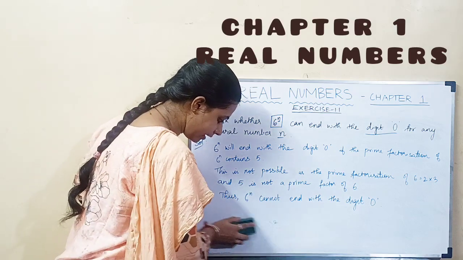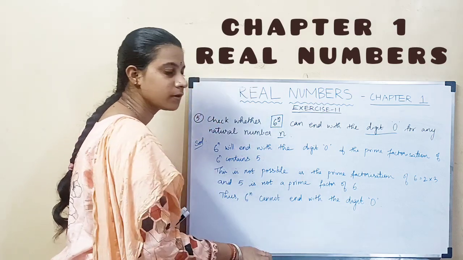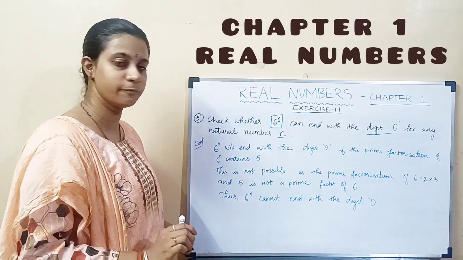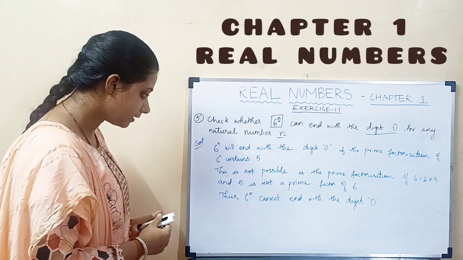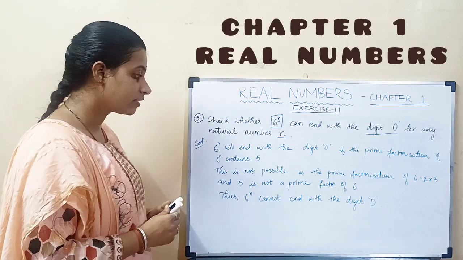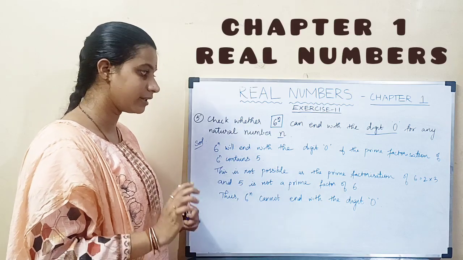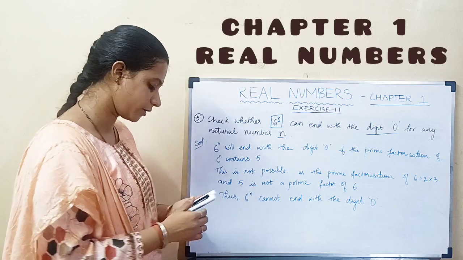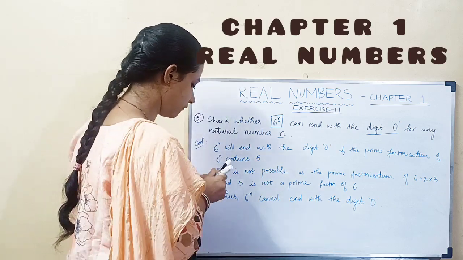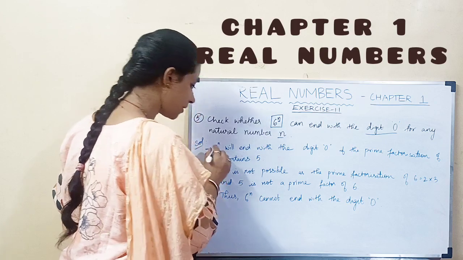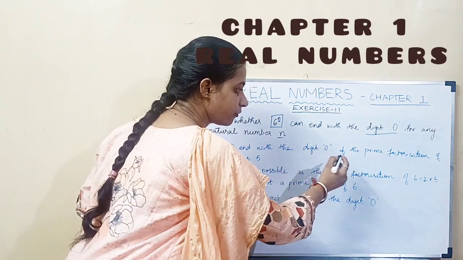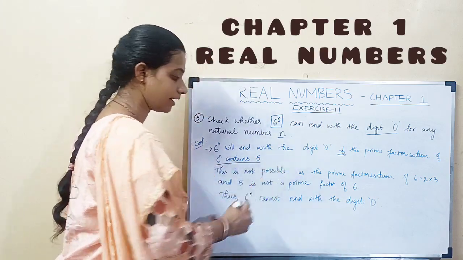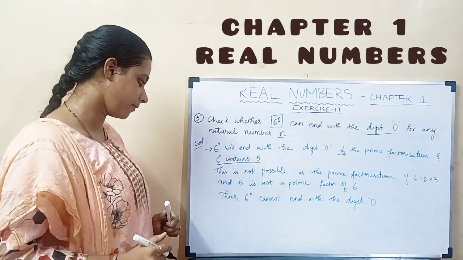But here the number is 6 power n. 6 is an even number, so anyway it will be divisible by the prime factor 2. So here we should check whether it is divisible by 5 or not, whether it has a prime factor 5 in its prime factorization or not. So that is what we are taking in the first step. 6 power n will end with the digit 0 if the prime factorization of 6 power n contains 5 as a prime factor.